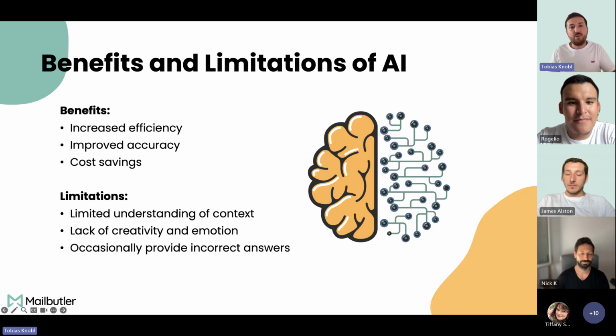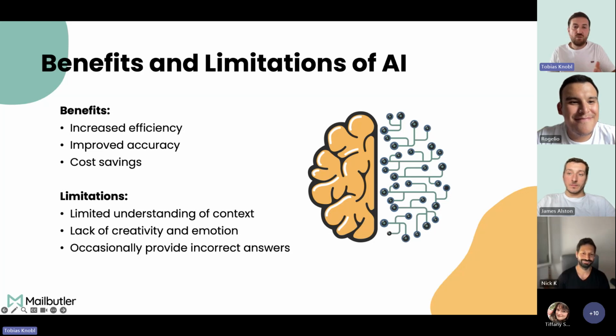But more important on this slide for me is to mention the limitations of AI. So the first limitation is that AI can't understand all the nuances of human language and communication. AI often fails to understand sarcasm or irony, for example.